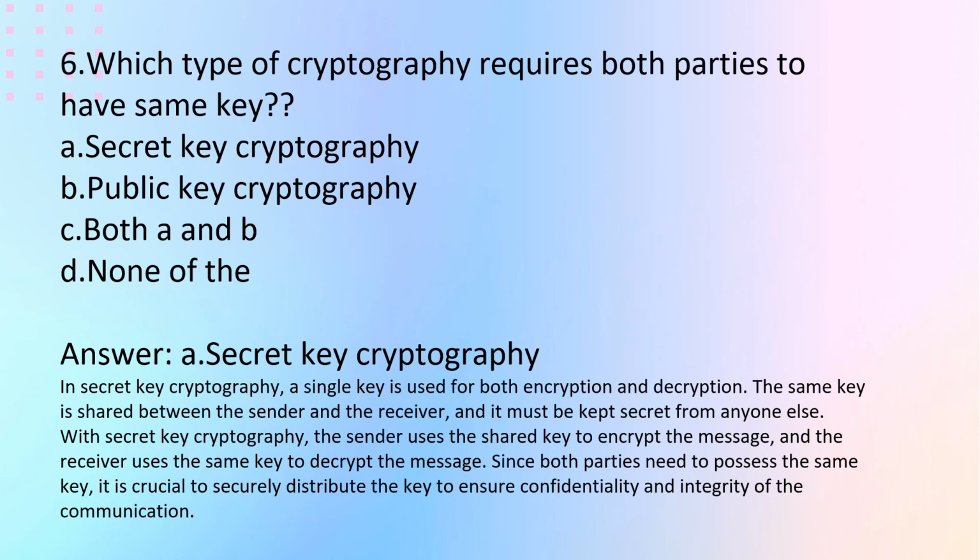In secret key cryptography, a single key is used for both encryption and decryption. The same key is shared between the sender and the receiver, and it must be kept secret from anyone else. With secret key cryptography, the sender uses this shared key to encrypt the message, and the receiver uses the same key to decrypt the message. Since both parties need to possess the same key, it is crucial to securely distribute the key to ensure confidentiality and integrity of the communication.